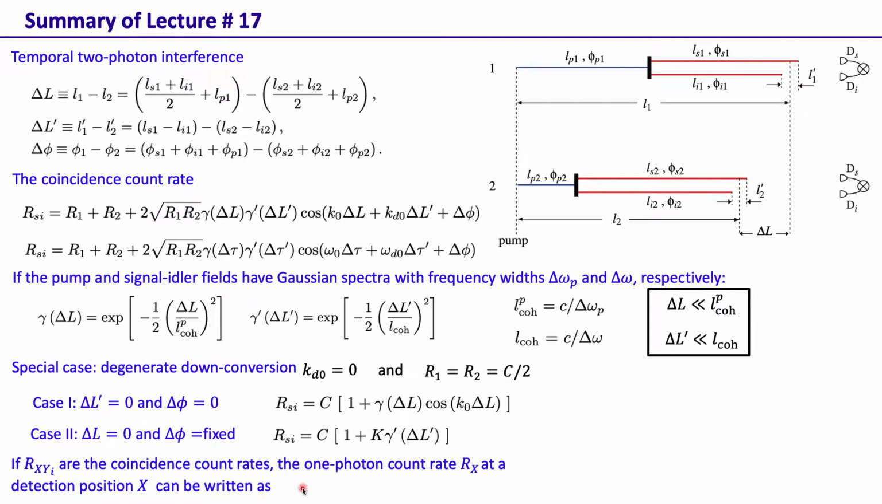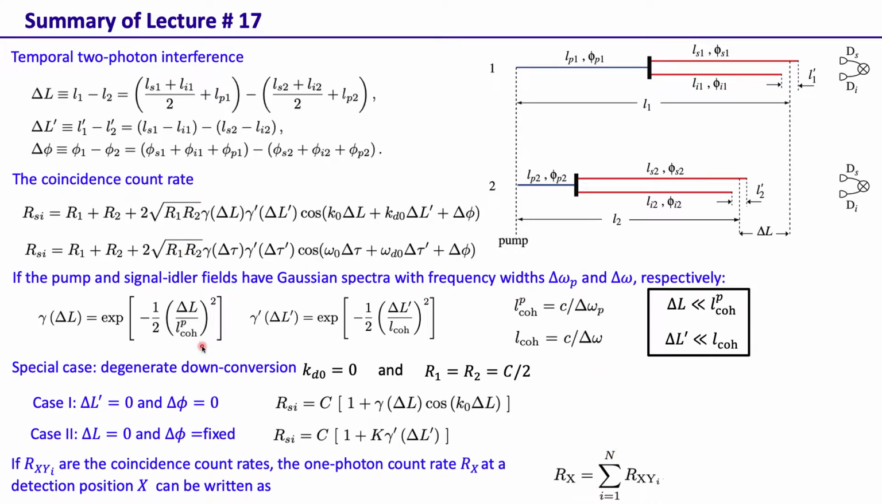And then we also looked at the case where we just look at the intensities rather than the coincidence of the two detectors. The intensities at these individual detectors can actually be written in terms of the coincidence count rate. This is pretty much the same as in classical probability, when we write the individual probability as a sum of the joint probabilities.